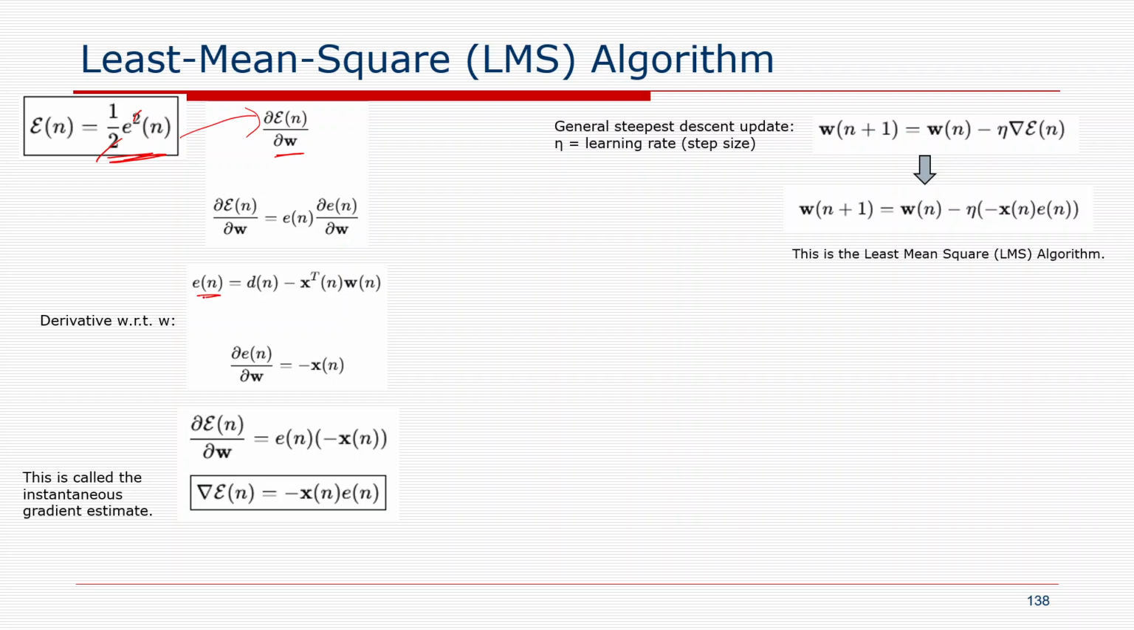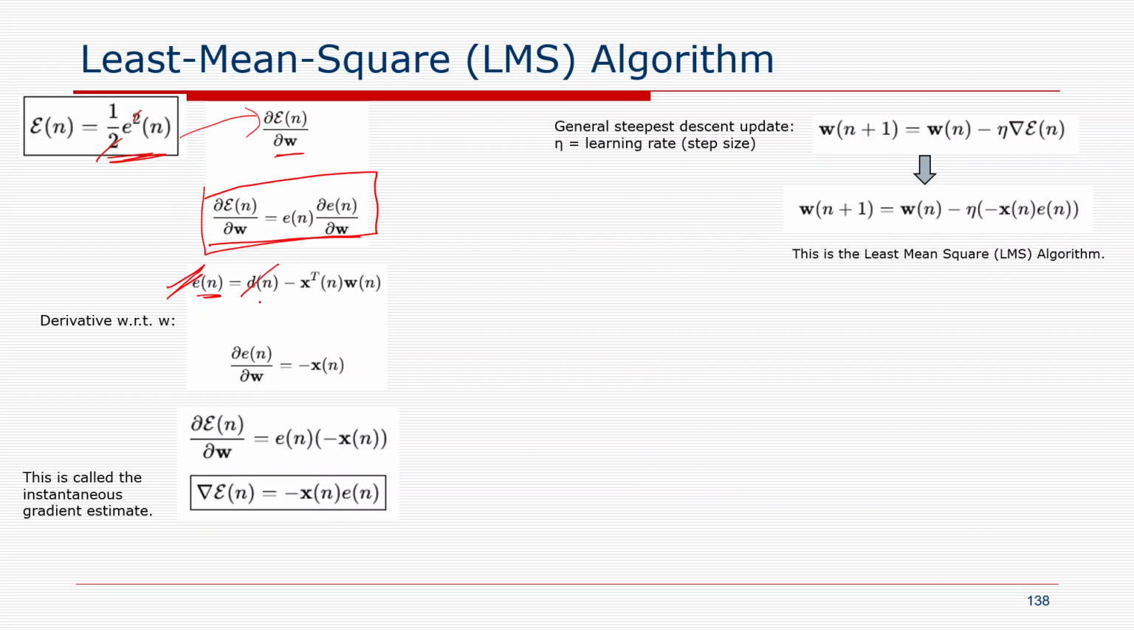And we know the E of n term, that is the error term, is d of n minus x transpose of n and w of n. And now in this one, we will substitute this particular value, that is dou E of n divided by dou w is minus x of n. Sorry, one minute. This differentiation is there, that is fine. We are differentiating this small e now, that is dou e of n by dou w.